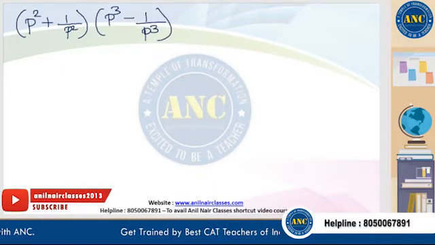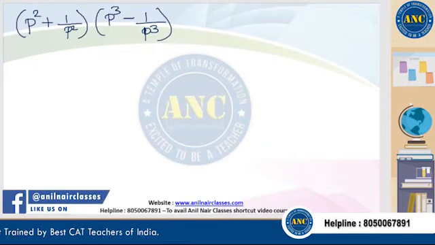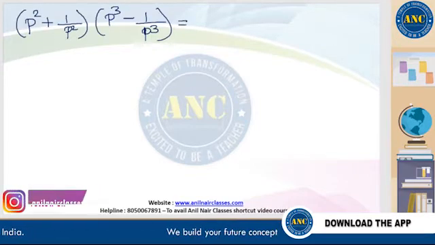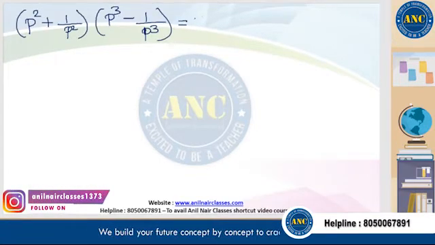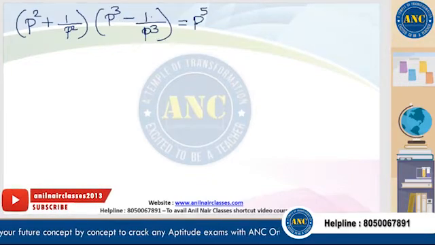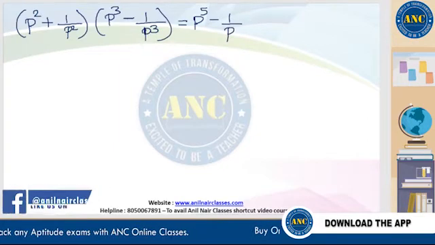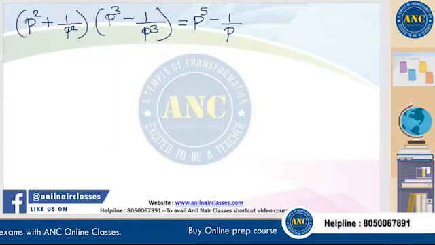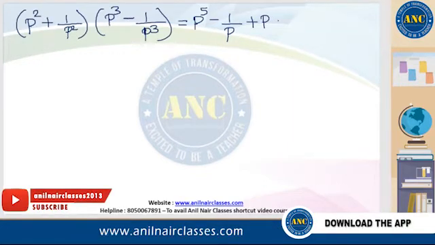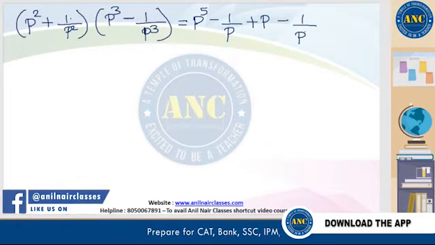Sir, why are you putting minus here? Because the question is giving you the value of p minus 1 by p. That is the reason for the minus. If I simplify this further, this becomes p square into p cube, it is p power 5. P square into minus 1 by p cube, it is minus 1 by p. Plus 1 by p square into p cube, it is p. Plus into minus is minus 1 by p square into 1 by p cube, it is 1 by p power 5.